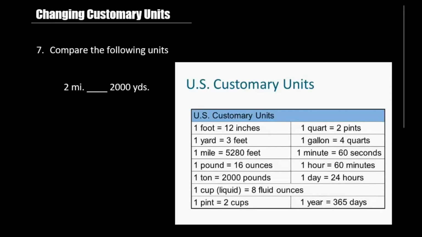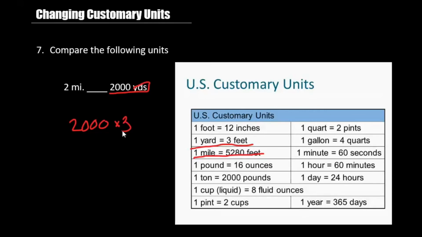Our seventh question is, 2 miles is more or less than 2,000 yards. This is a little harder question. So we have 2 miles. Here it says 1 mile is equal to 5,280 feet. But we have 2,000 yards. We don't have feet, we have yards. So we know that 1 yard is equal to 3 feet. So to solve for this, we need to multiply 2,000 by 3.